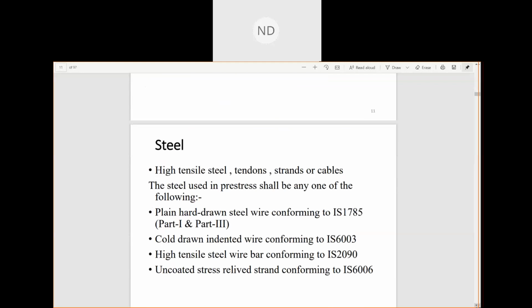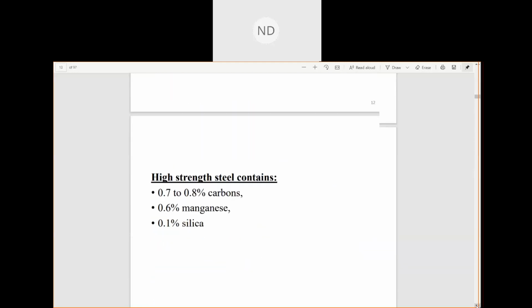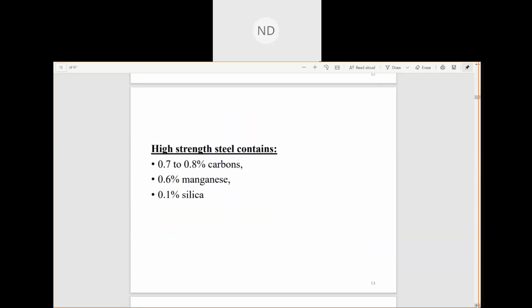Then these are the steels, basically tendons, that you are going to use. High tensile steel tendons, strands or cables. Pre-stress steel shall be any one of the following: plain hard drawn steel wire conforming to IS 1785, cold drawn indented wire, high tensile steel wires, or uncoated stress relief strand. High strength steel contains 0.7 to 0.8% of carbon, 0.6% of manganese, 0.1% silica.